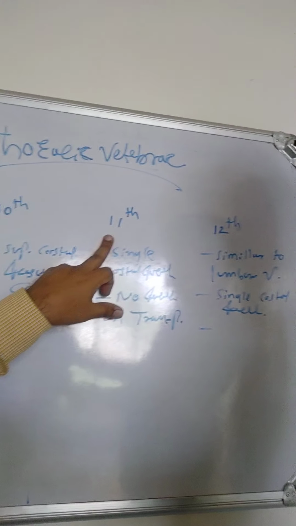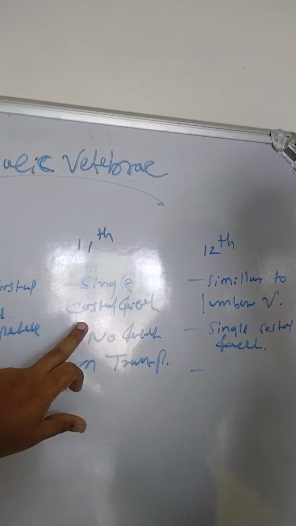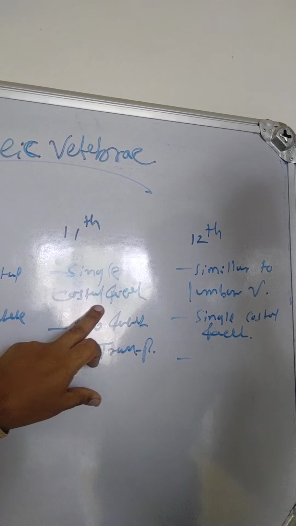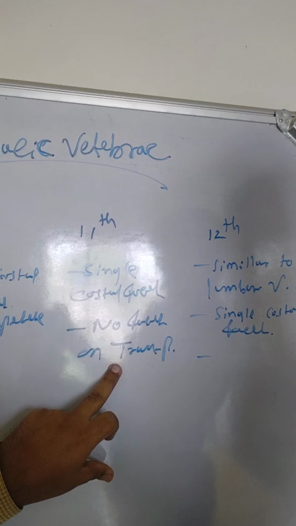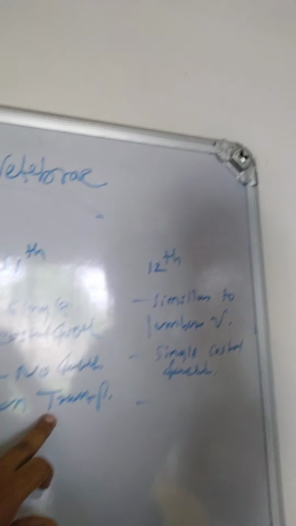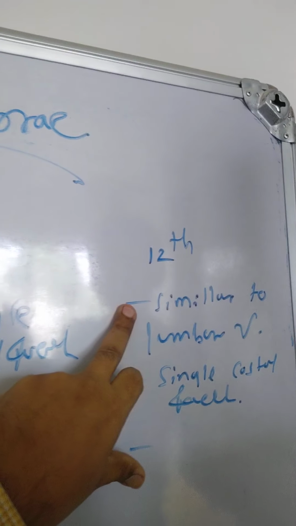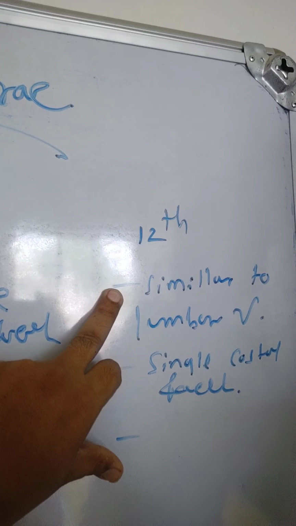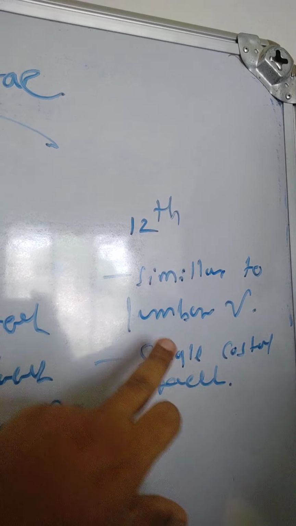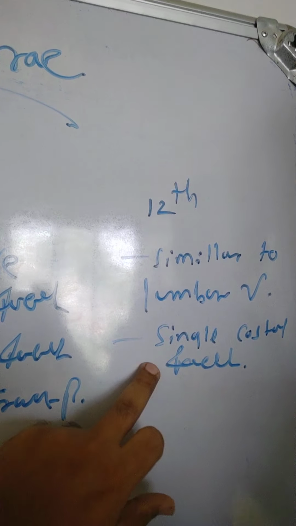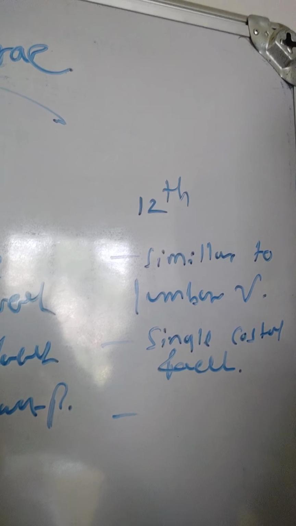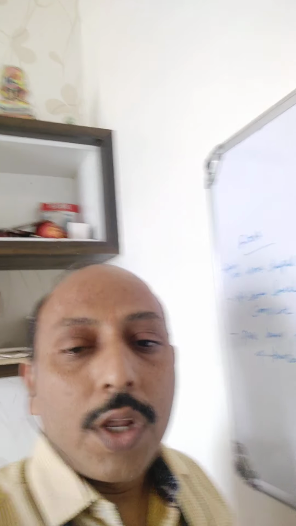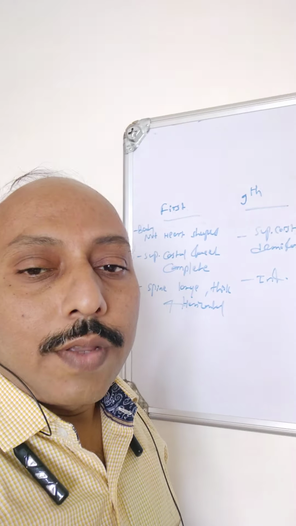Now the 11th thoracic vertebra has a single costal facet superiorly and no facets on the transverse process. Okay, now the 12th thoracic vertebra has features similar to the lumbar vertebra, and it bears only a single costal facet superiorly. So these are the differences between the typical and atypical thoracic vertebrae.